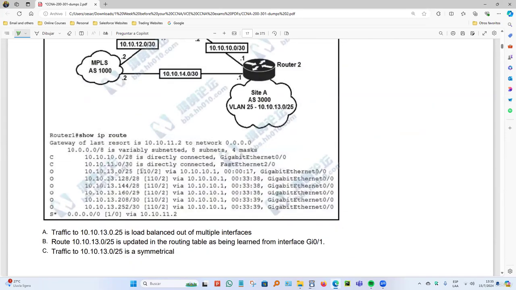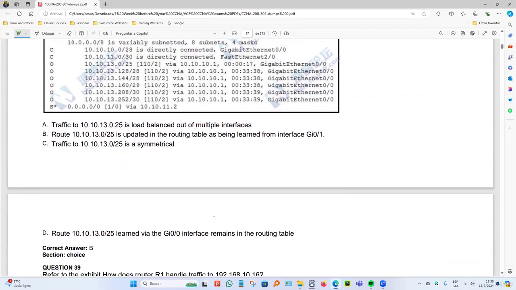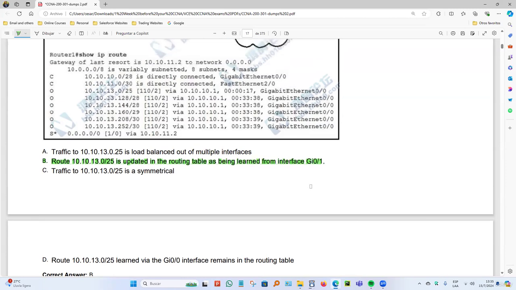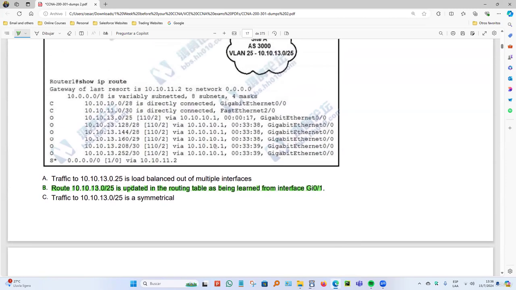It's in the routing table, and in fact it goes through 10.110 gigabit 0/0. Actually, it's not that one. It's gigabit 0/1, the one that it uses, but I need to figure out why. It's B. Let me try to understand this one. It uses this to get to this route. It's learned by gigabit 0/1, but it's not there in the routing table.